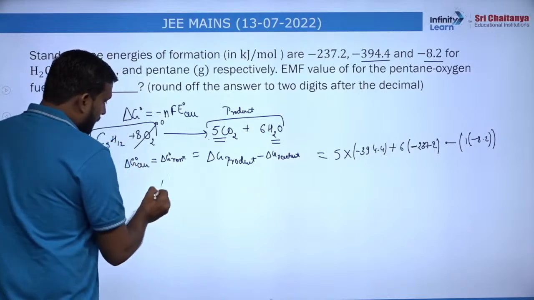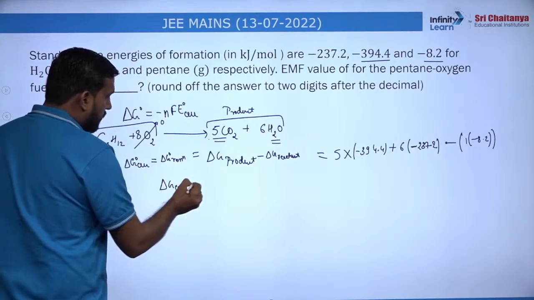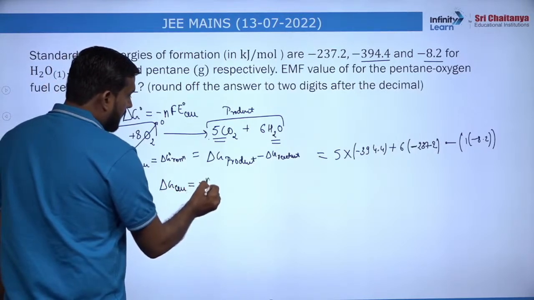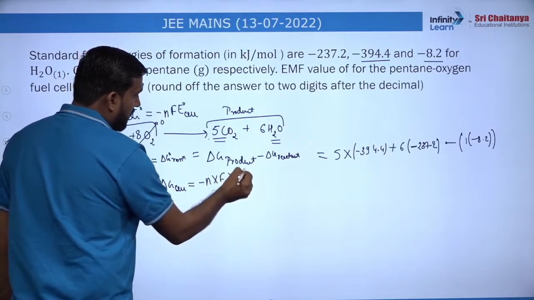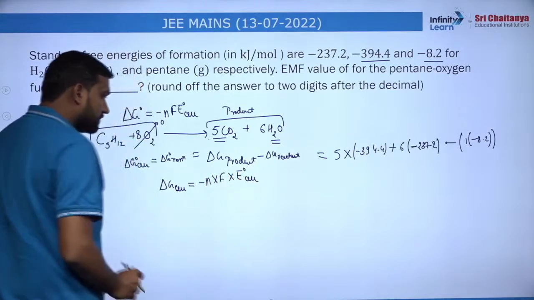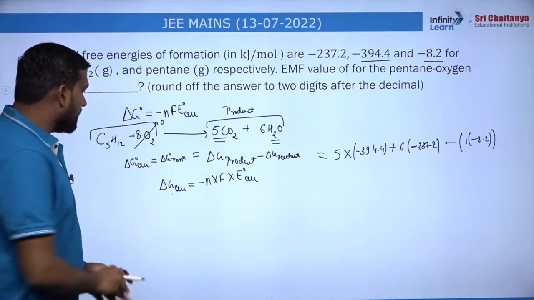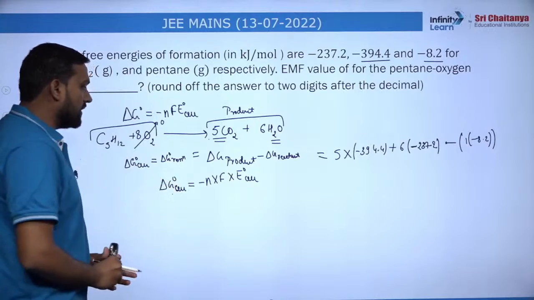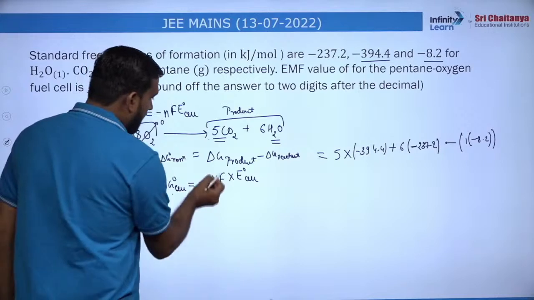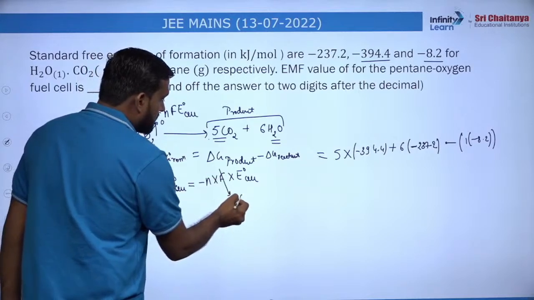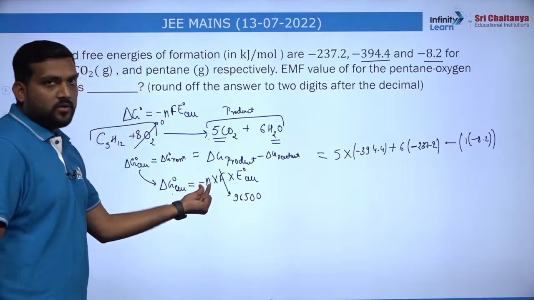Now we have to apply this formula: delta G of the cell is equal to minus n F E naught of the cell. You also need n, because you know the delta G naught from here, you know the delta G naught of the cell from here, so just substitute the values, and you also know the Faraday value, that is equal to 96500. You only have to calculate n and you will get your answer.